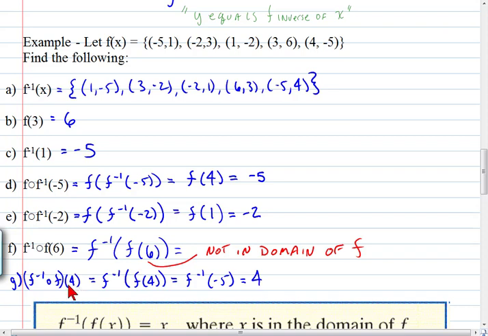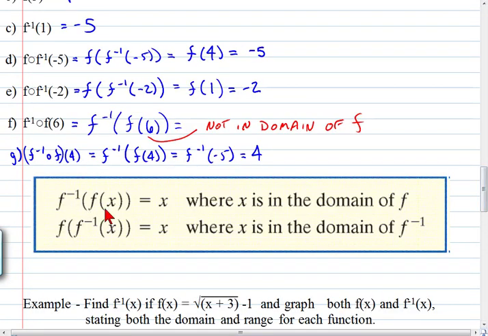As long as what you plug in is in the domain of the function on the inside, this works. Where you have exceptions is if you try to plug in something that's not in the domain of the function on the inside. F inverse of f of x is equal to x, where x is in the domain of f. This part is important. F of f inverse of x is x, when x is in the domain of f inverse. You can switch the order of the composition so long as what you're plugging in is in the domain of the function that's on the inside.